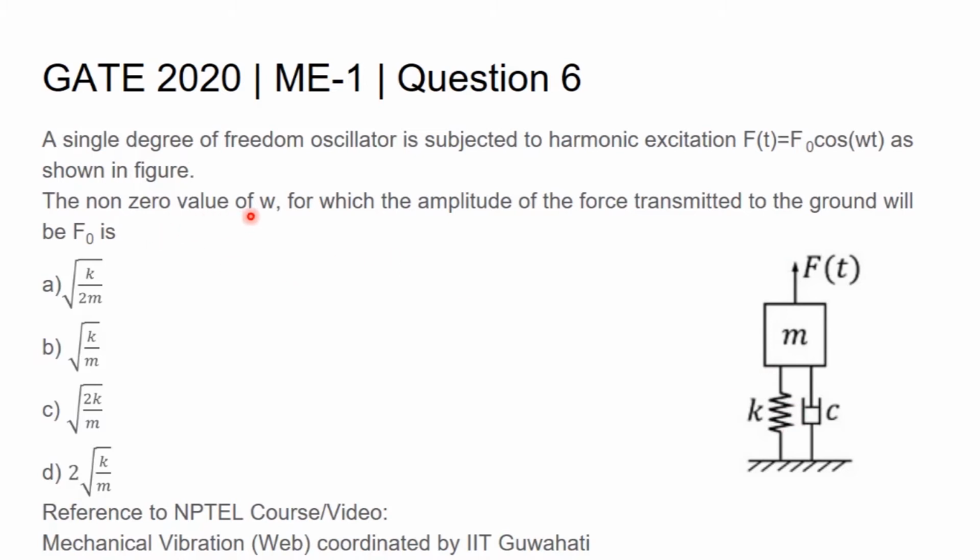The non-zero value of omega for which the amplitude of the force transmitted to the ground will be f naught is: option A, under root of k by 2m; option B, root of k by m; option C, root of 2k by m; and option D, 2 into under root k by m. You can refer to the NPTEL course on Mechanical Vibration coordinated by IIT Guwahati. So let us move to the basic useful data.